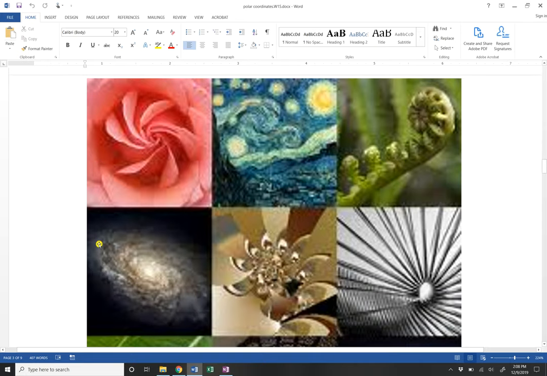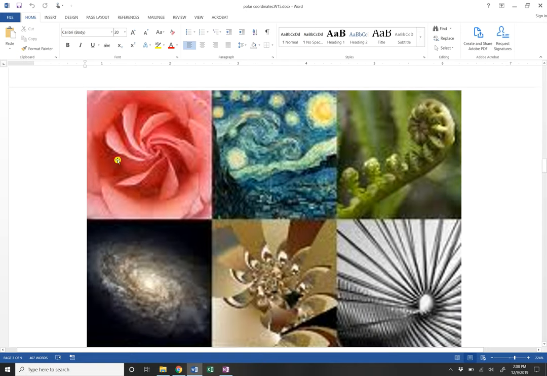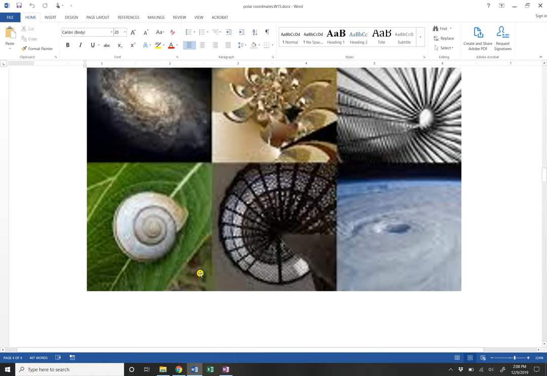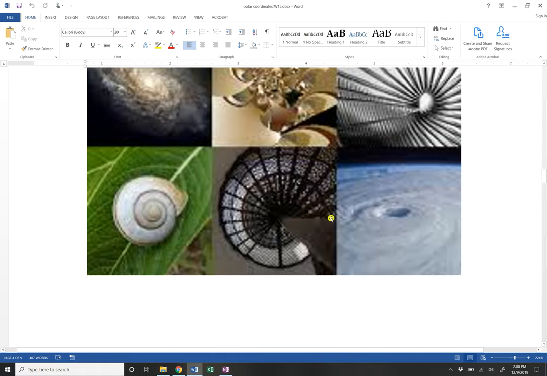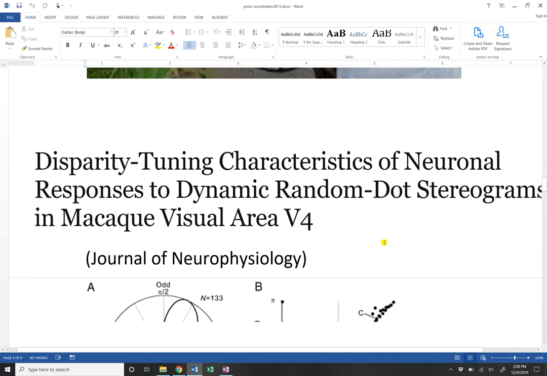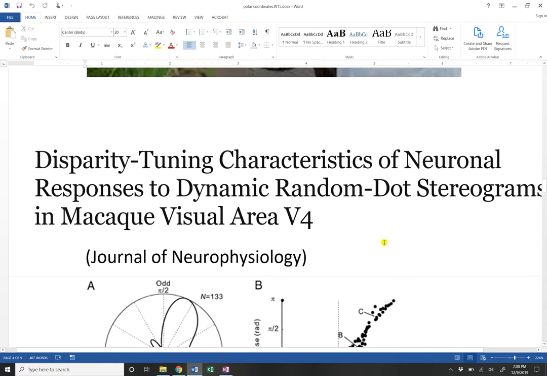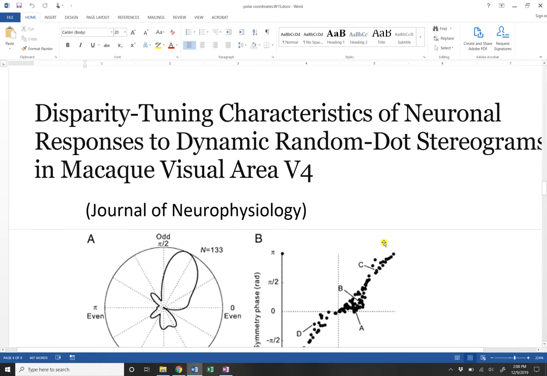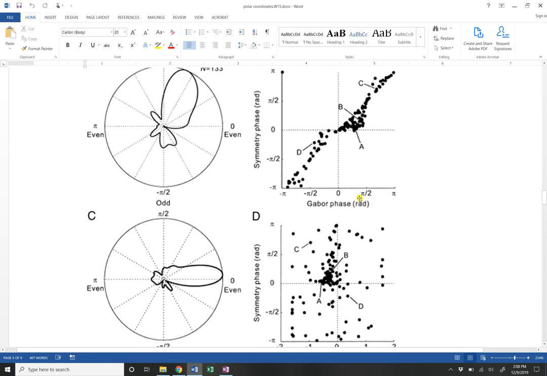Just a picture of some other natural center things, so flowers. Here you have a fern growing, galaxies. This is a staircase, snail, storms. This is disparity tuning characteristics of neuronal response to dynamic random dot stereograms in whatever that is, visual area V4. So, I don't know what it is. They were testing cells, but you can see the polar graphs that they're using here to represent the data that they have.